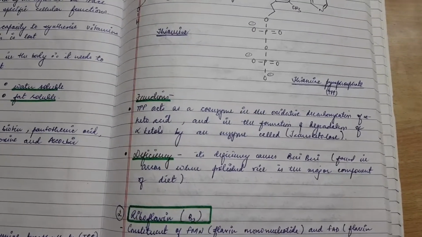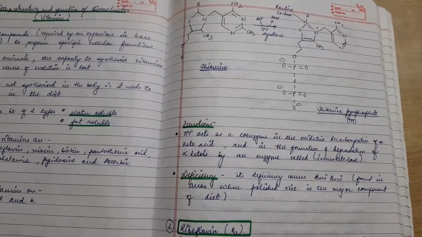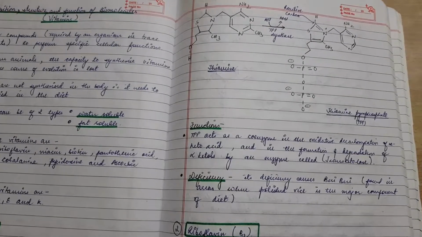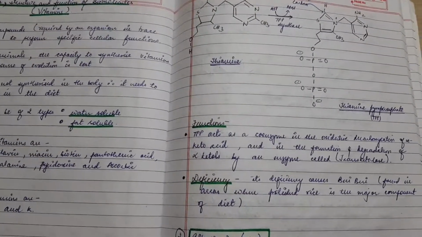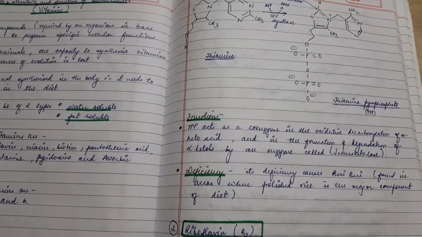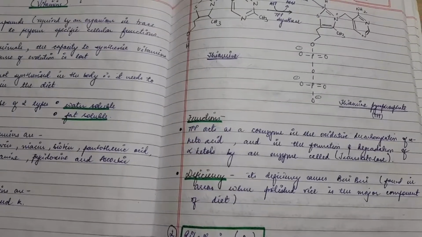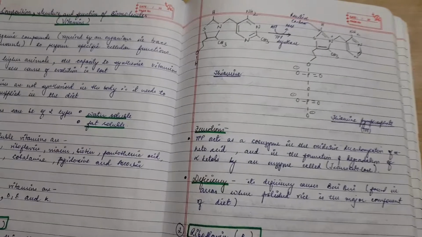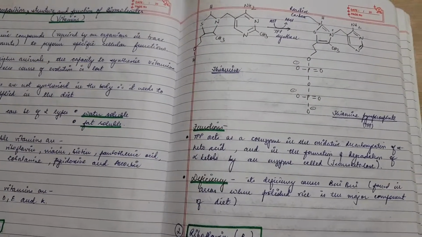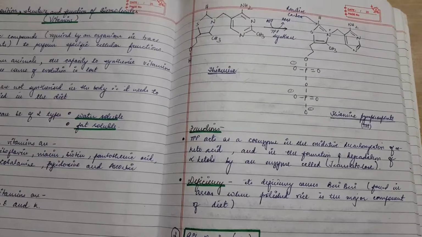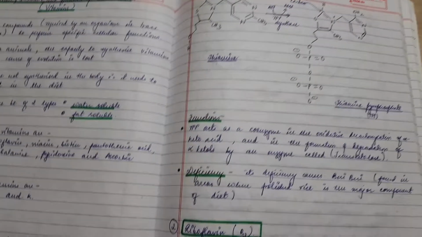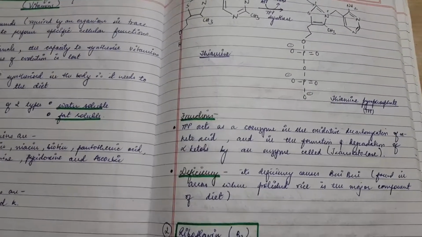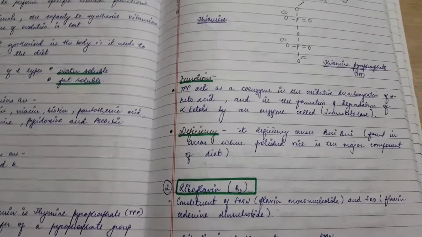Functions: TPP acts as a coenzyme in the oxidative decarboxylation of alpha keto acids, and in the formation and degradation of alpha ketols by the enzyme called transketolase. You can just remember this: when TPP, that is thiamine, is in the active form, it acts as a coenzyme in these reactions. This is the simplest function you can ever study of any vitamin, and it should be on your fingertips.